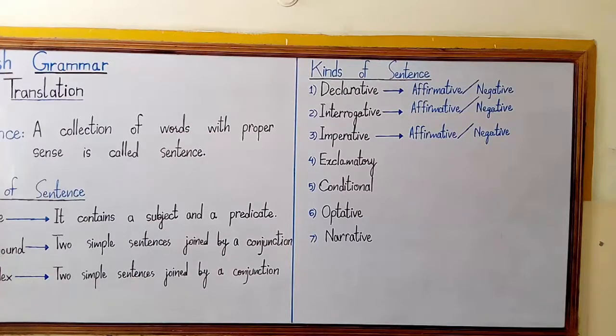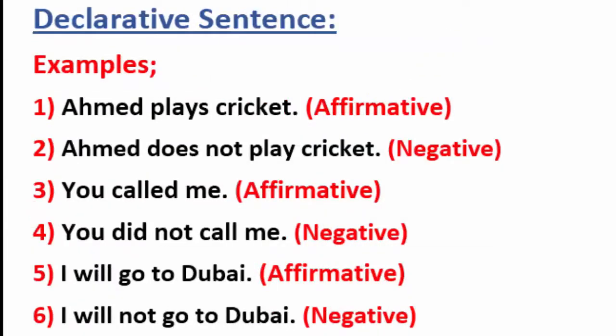Declarative sentence can be affirmative or negative. For example, number 1, Ahmad plays cricket. This is an affirmative declarative sentence. Example number 2, Ahmad does not play cricket. This is an example of negative declarative sentence. Example number 3, you called me, an affirmative sentence. Example number 4, you did not call me. This is an example of a negative declarative sentence.